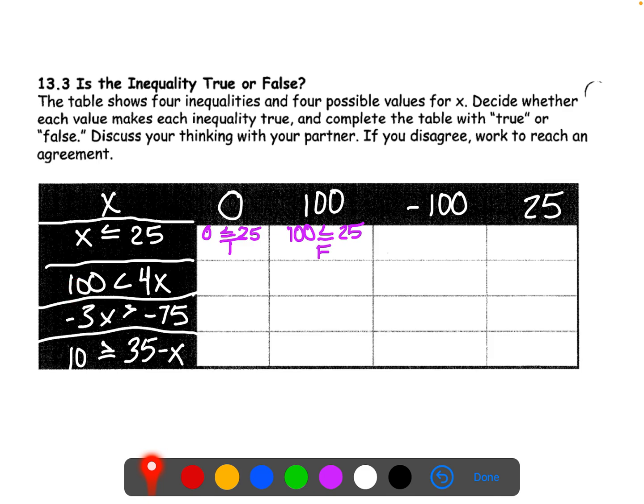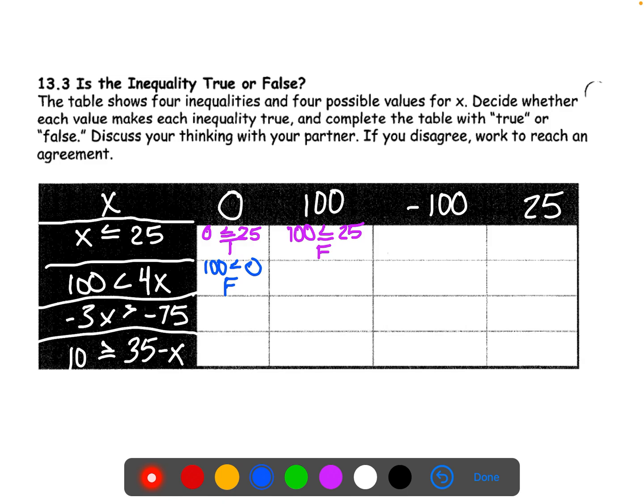So now we have 100, and the variable switches to the other side of the inequality. That's okay, there's nothing wrong, just like when we switch or reverse an equation. So now we're saying 100 is less than 4x. Well, if x is 0 here, 100 is less than 4x, that's 4 times 0, which is still 0. What we're trying to answer here is, is 100 less than 0? No, it's not. That's a false outcome for what x could equal.